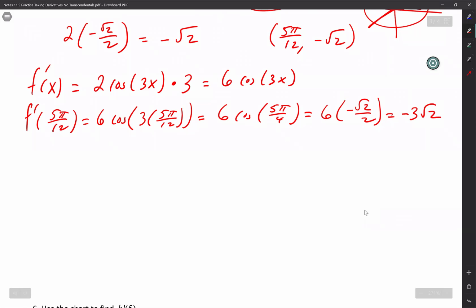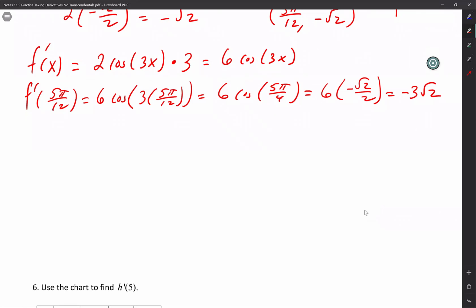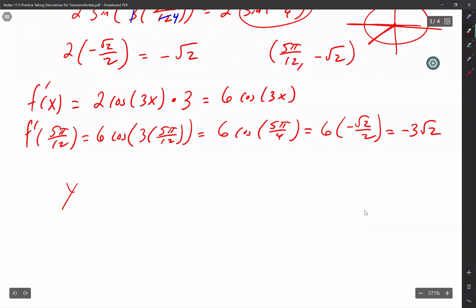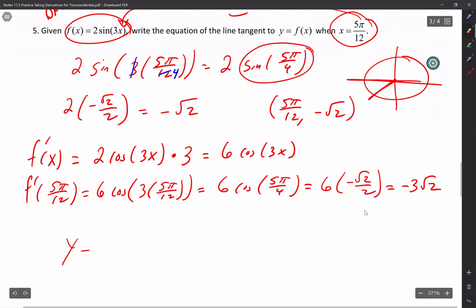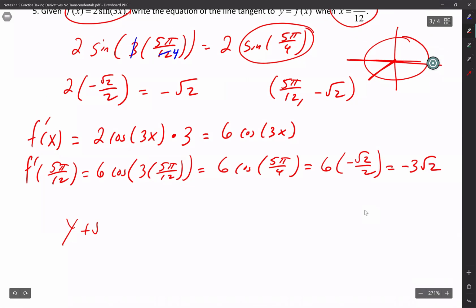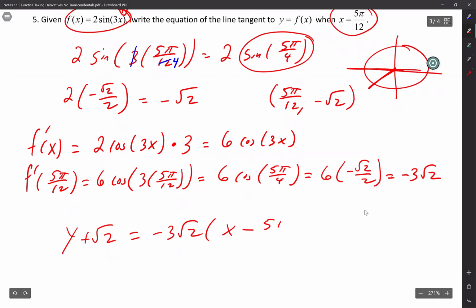All right, I got my slope, I got my point. So y minus, I already forgot what my y value was. Negative square root of 2. So plus square root of 2 equals negative 3 square root of 2 times x minus 5 pi over 12. Do you guys want to see a visual of this on Delta Math? You guys are going to have to tell me stuff because of my short-term memory. Don't worry, I'm going to do it correctly this time, so the virtual class can have the same experience.